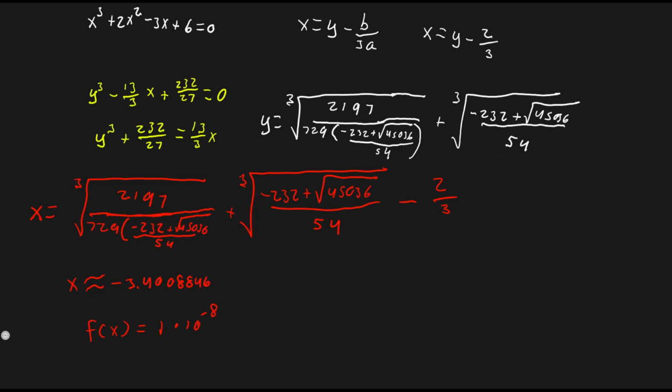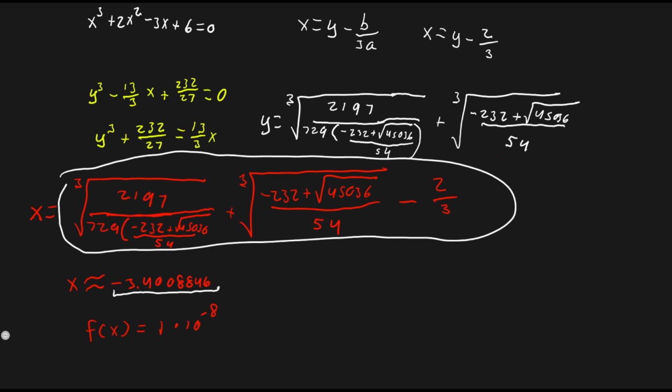Which we should get is 0.000001, and that is indeed telling us that when x is equal to negative 3.4008846, or this huge expression here, that x is the solution, since f of x is equal to approximately 0. But if we were to go ahead and use the whole root, we would end up getting that it is exactly 0.